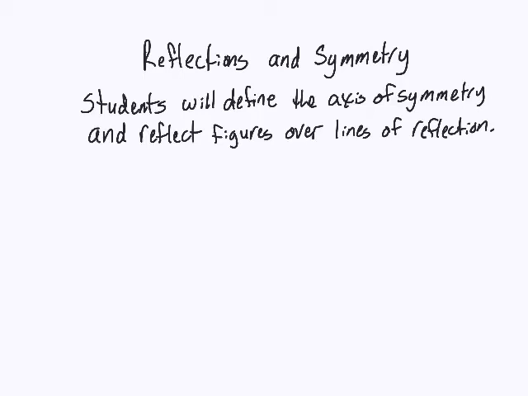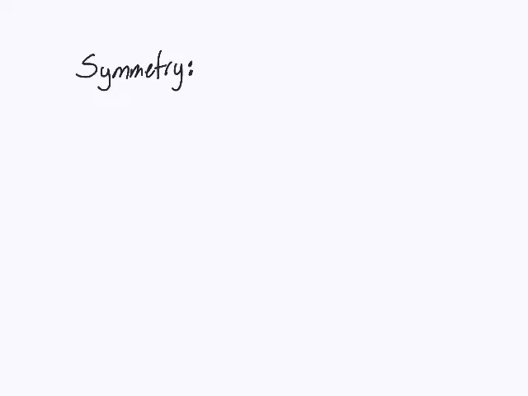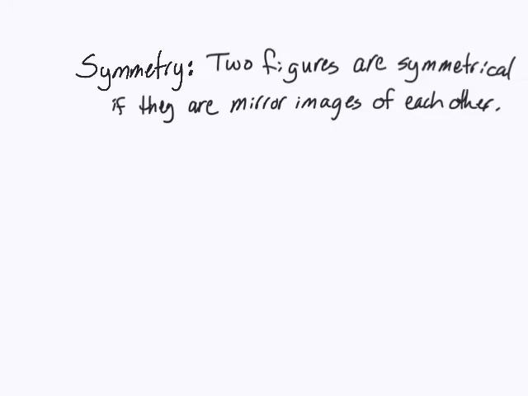In this lesson, students will define the axis of symmetry, and we will reflect figures over the lines of reflection. So this is all about reflections and symmetry today. So let's first define what symmetry is. Two figures are considered symmetrical if they are mirror images of each other.